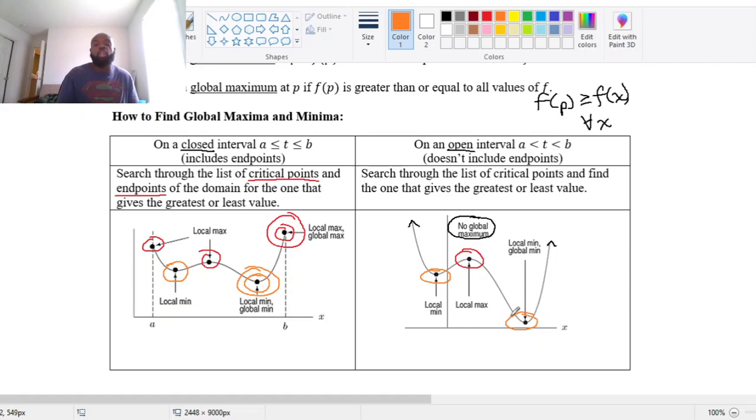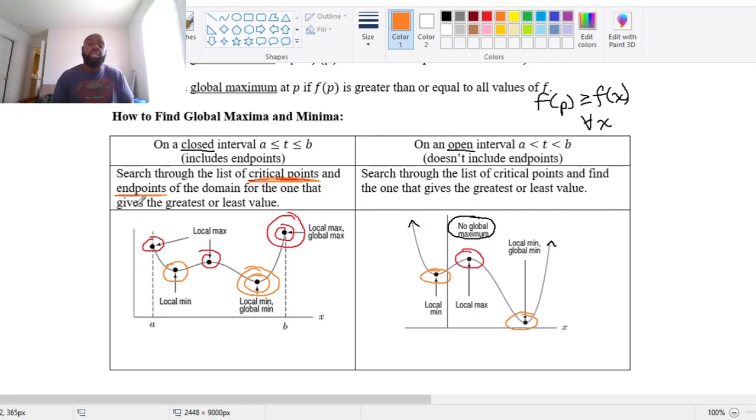And since this is the lowest point on our graph, the point with the smallest y value, then this is also a global minimum. And so what we're going to want to do is find all of our global max and minimum points in addition to the local ones, right? And so when our interval is closed, we're going to search through our list of critical points and our endpoints. The one with the y value that's the largest is our global max. The one with the y value that's smallest is the global minimum.